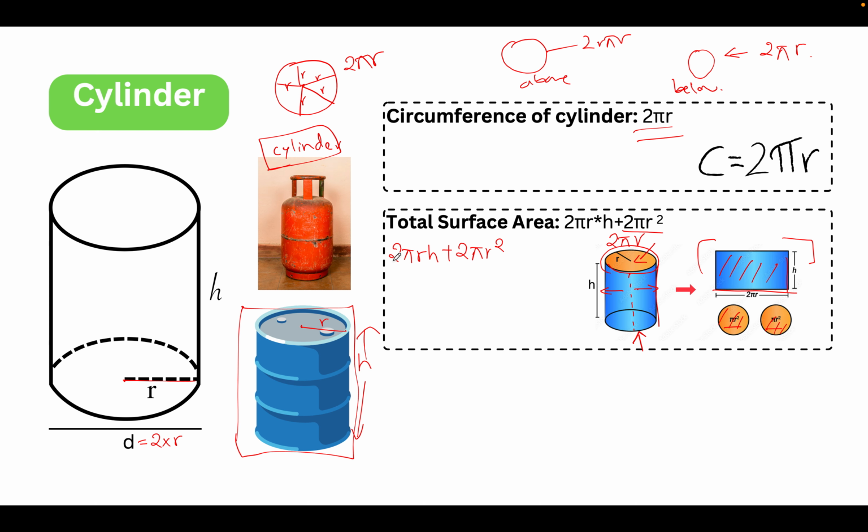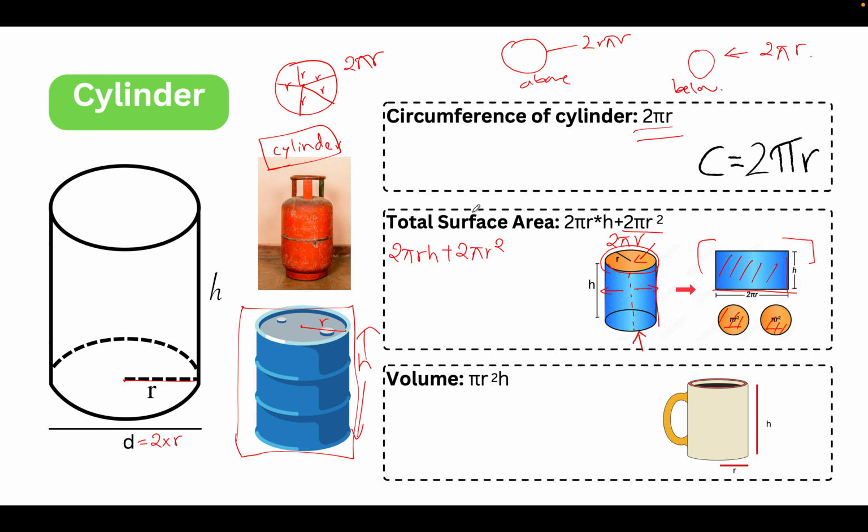Now moving on to the volume. Volume is equal to pi r square h. To find the volume, we need to find the area of the circle, either above or below, and multiply the height with that area. Here you can see pi r square is the area of the circle that is below or above the cylinder, and we multiply it with height, and then we get the volume of a cylinder.